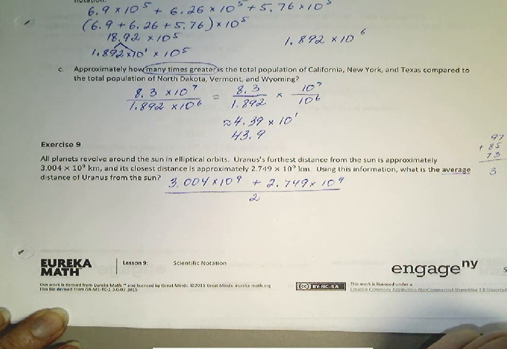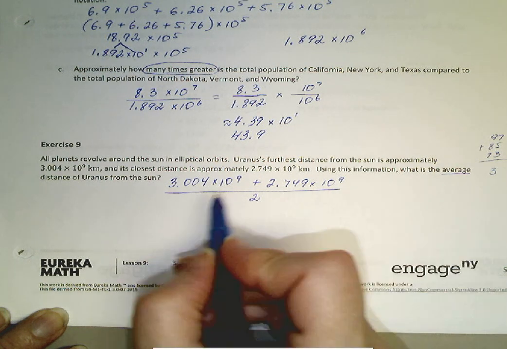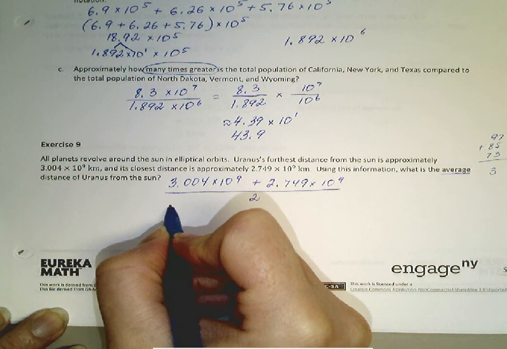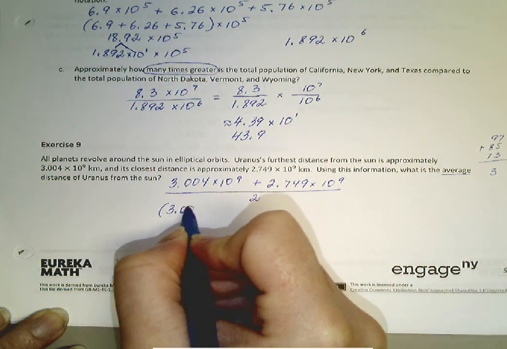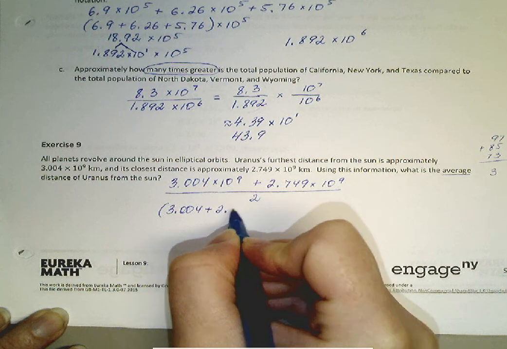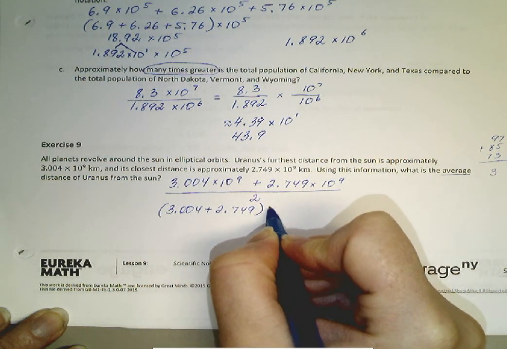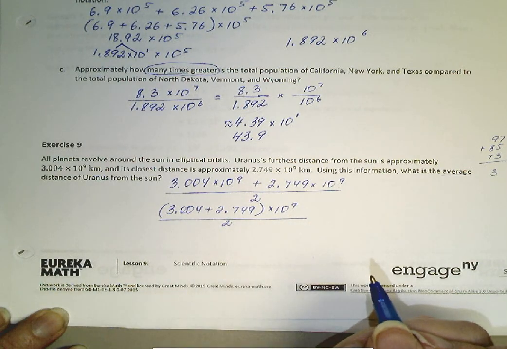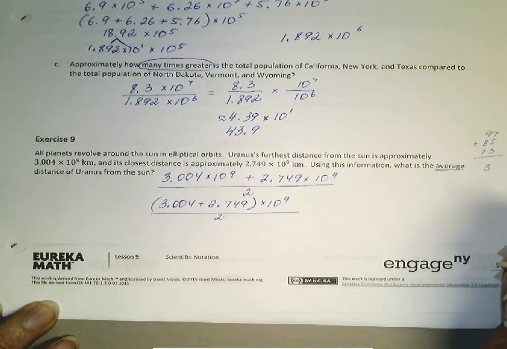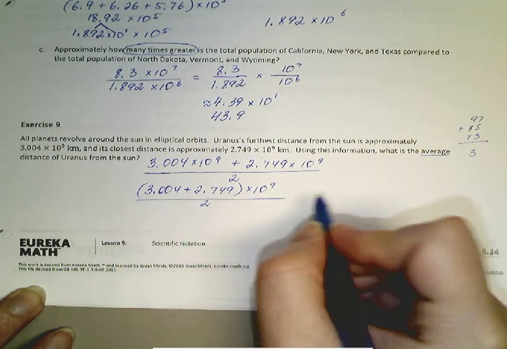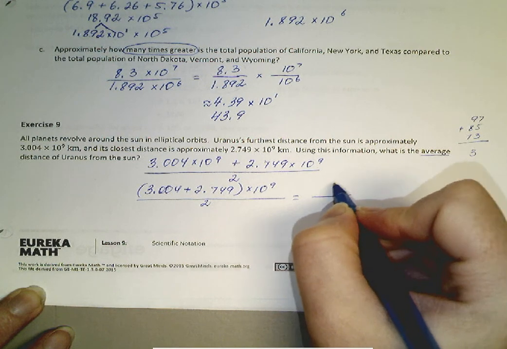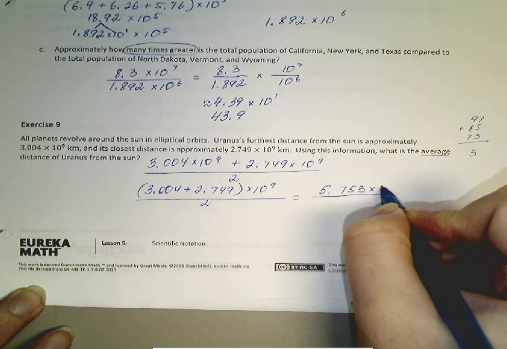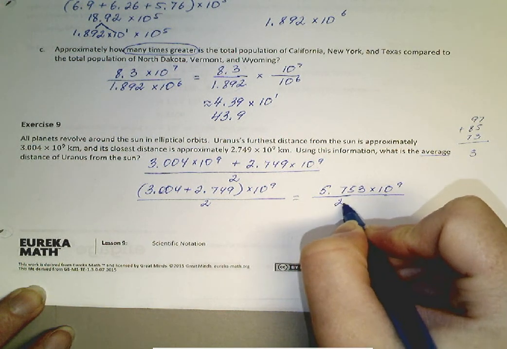Okay, so we are looking at the power of 10. The power of 10 is the same. I can put it outside the parentheses. So I'm going to write 3 and 4 thousandths plus 2 and 749. It is all multiplied by 10 to the ninth, and I'm going to divide that by 2. All right, so when I add these two numbers together, I get 5 and 753 thousandths times 10 to the ninth. I'm dividing that by 2.